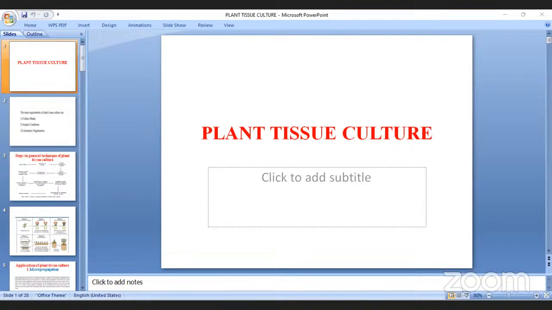Next one, in vitro morphogenesis. Actually, it is not part of our syllabus. Types of culture, I will explain one by one later. First, the types of culture. Process same. Culturing technique same.